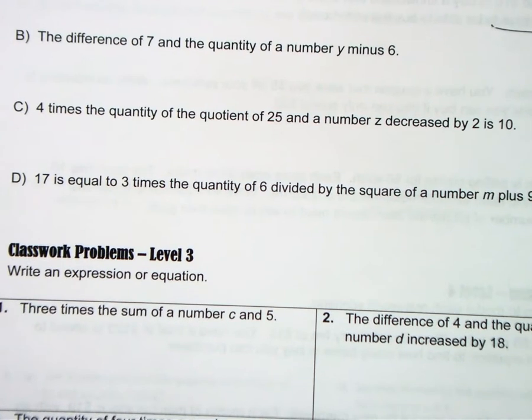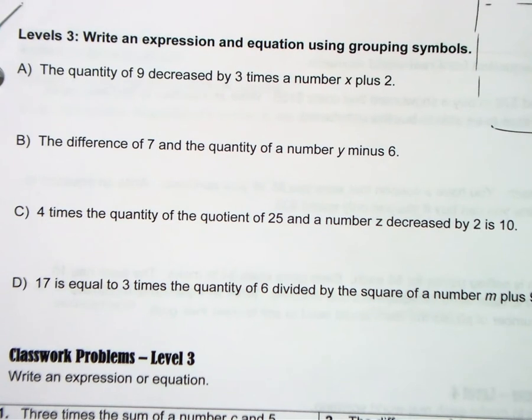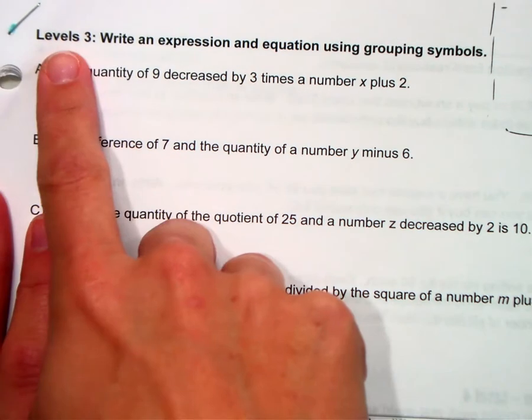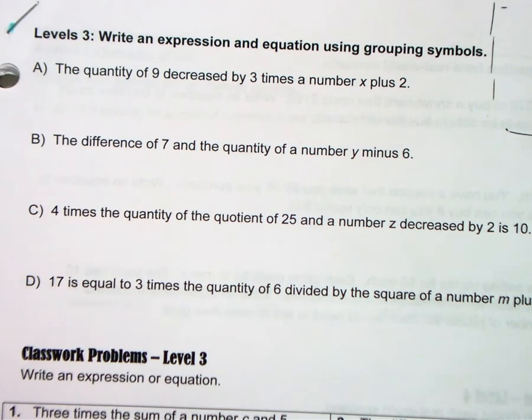Okay, we are on page 5 today. We're going to continue on with our translating using those words: sum, product, difference, quotient, equal to, decreased by, increased by. We're going to continue all of those words. Okay, we're on level 3. This is page 5.